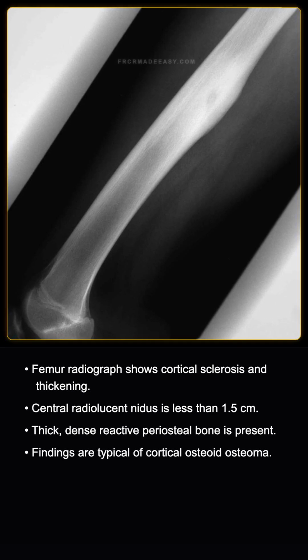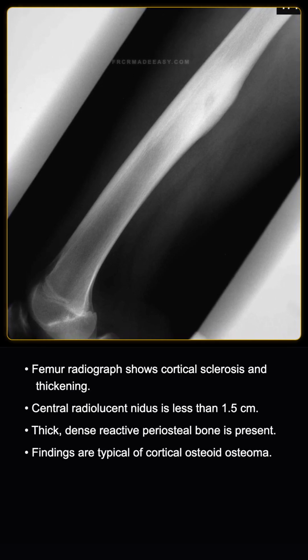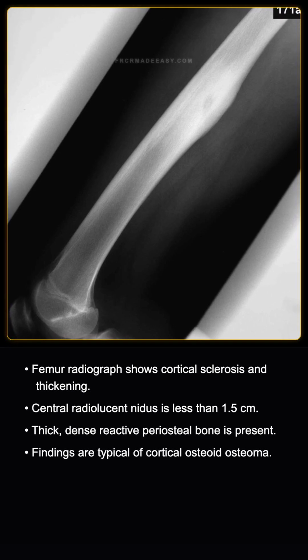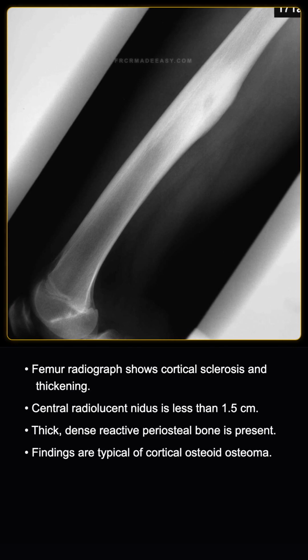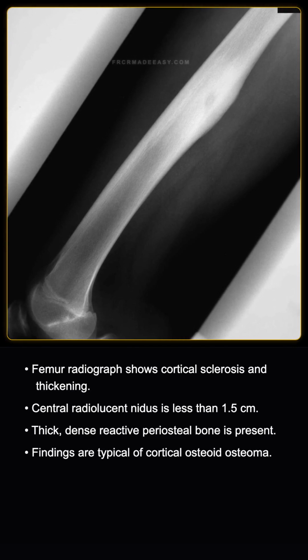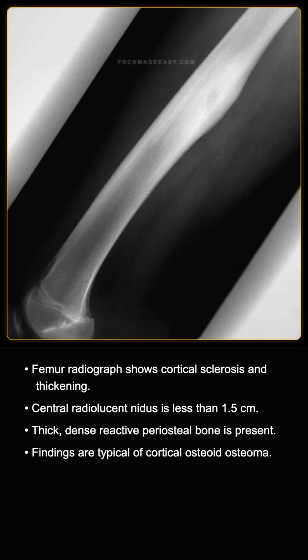The radiograph demonstrates a focal area of dense cortical sclerosis and periosteal reaction affecting the shaft of the femur. Within this dense bone, there is a small central radiolucent focus measuring less than 1.5 centimeters, which is consistent with a nidus. The surrounding reactive cortical thickening is extensive. These features in a young patient presenting with nocturnal pain are highly typical of a cortical osteoid osteoma.